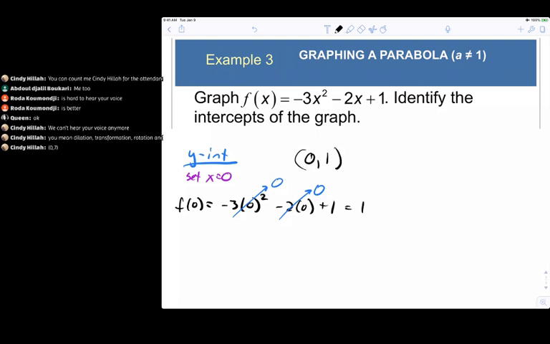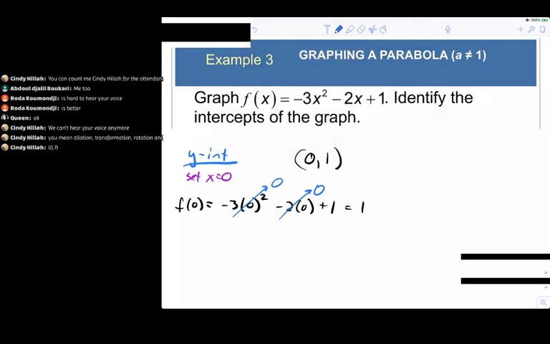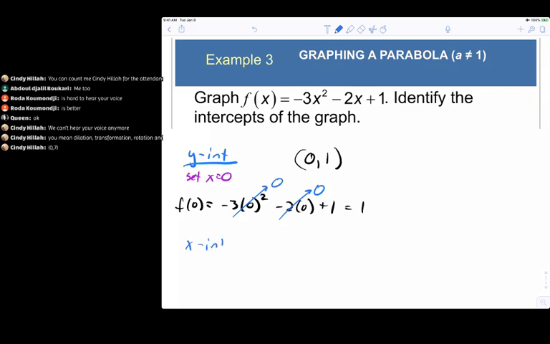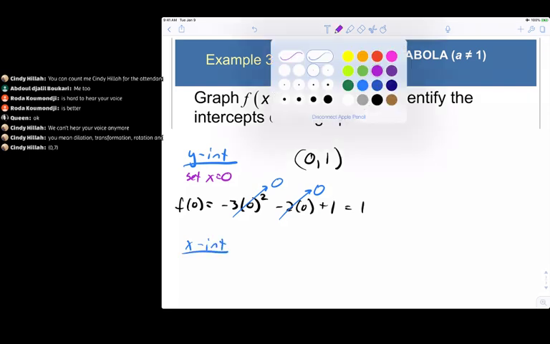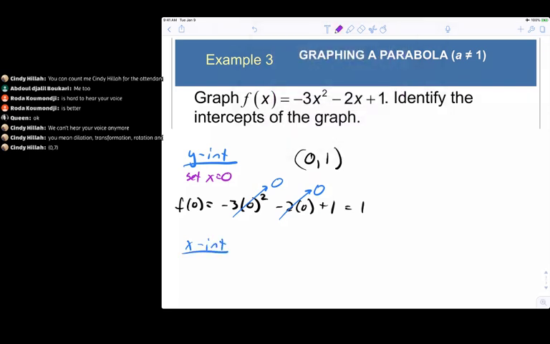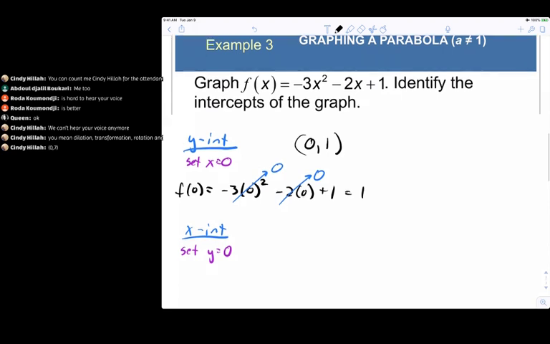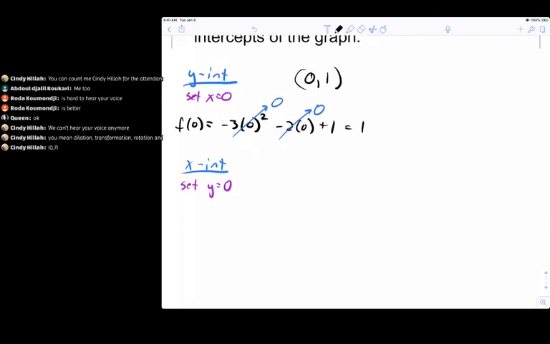Let's find the x-intercept. So what do we do for that? We're going to set y equal to 0 and solve. So if we set y to 0, we're going to have -3x squared minus 2x plus 1 equal to 0. Let's see. We could use the quadratic formula. I'm trying to think.